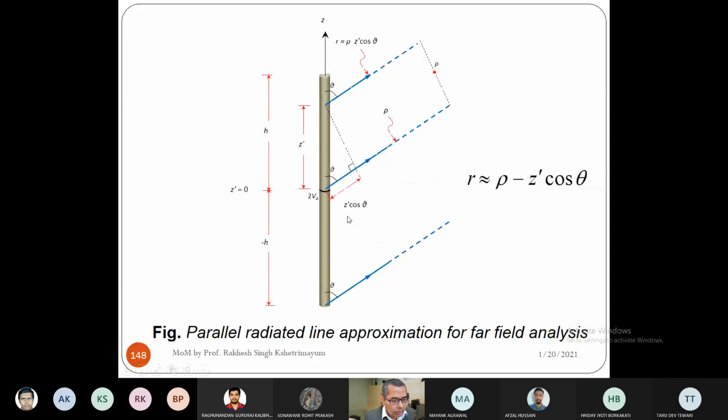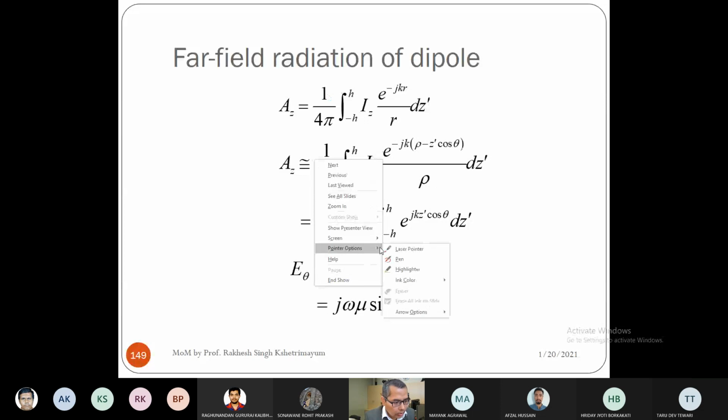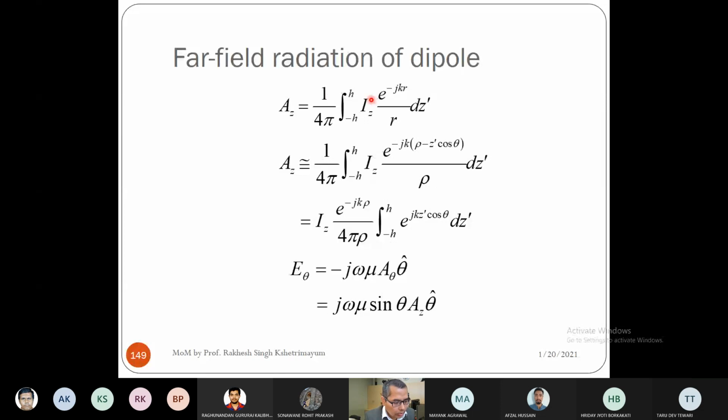So we can actually find out the magnetic current density. So we can find out the electric current density from the MoM. From there, you can find out the magnetic vector potential. And you need to worry about the phase term here. Phase is changing very fast, so you have to take care of the distance between the observation point, which should be rho minus z dash cos theta. We have already discussed, and amplitude can be replaced by rho.